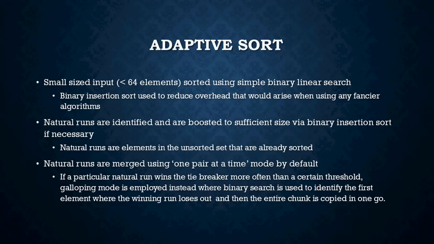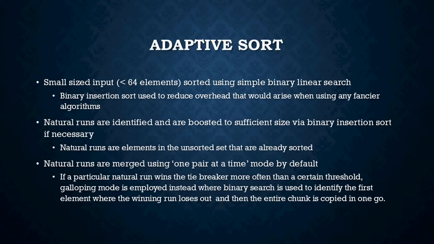Natural runs that have been identified and boosted to sufficient size are then merged using one pair at a time mode by default, where one element from each natural run is compared and there's a tiebreaker, and the winner goes into the final run first.